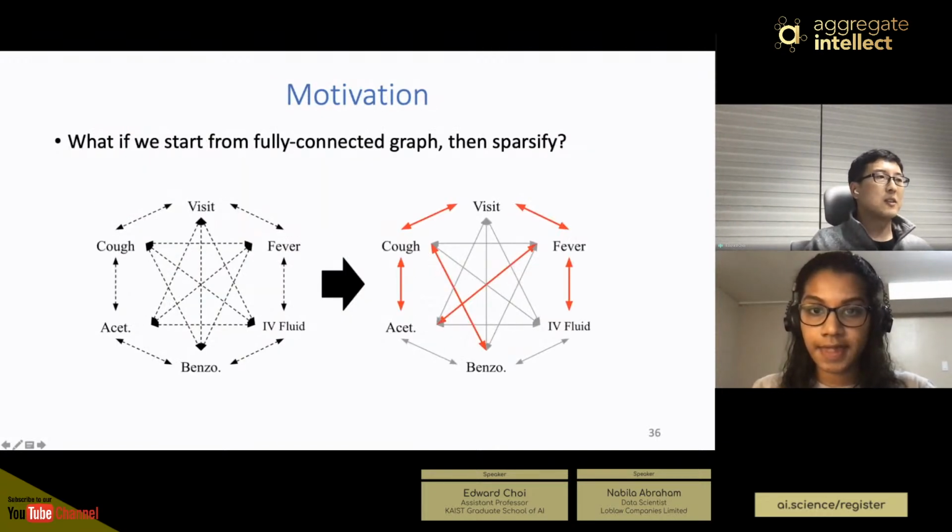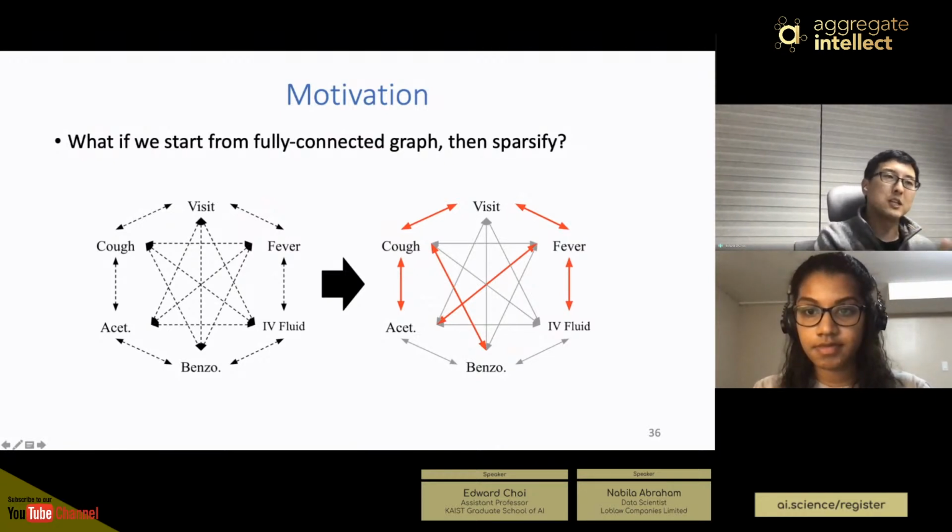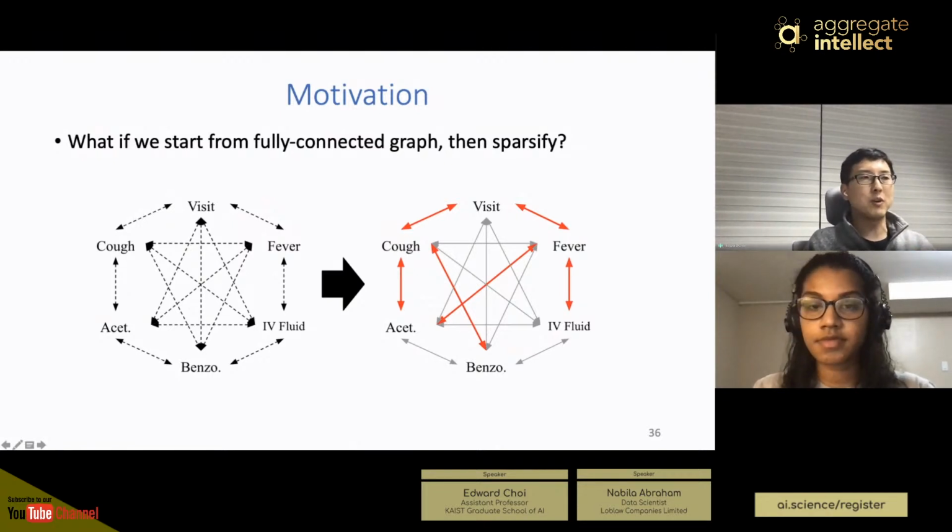The assumption is, why don't we start with the assumption that all the codes, all the nodes in the graph or the visit, are fully connected to each other. And as we learn the supervised learning task, maybe we can sparsify and focus on the more meaningful relationships. Starting from fully connected and going this way was actually suggested by Emily, who's also one of the co-authors of the paper.